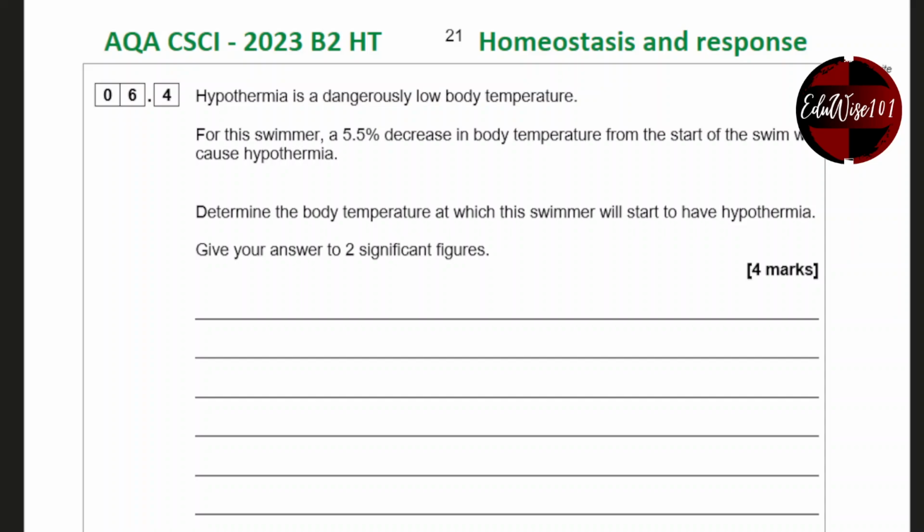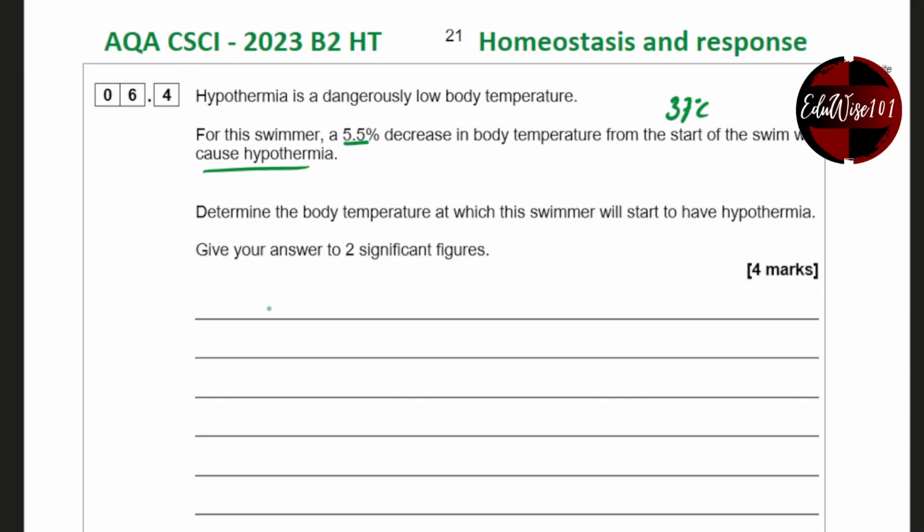Hypothermia is a dangerously low body temperature. For this swimmer, a 5.5% decrease in body temperature from the start of the swim, which was 37 degrees Celsius, will cause hypothermia. So, if the body temperature drops down from 37 degrees by 5.5% of this, then it will cause hypothermia. Determine the body temperature at which this swimmer will start to have hypothermia. Give your answer to two significant figures.